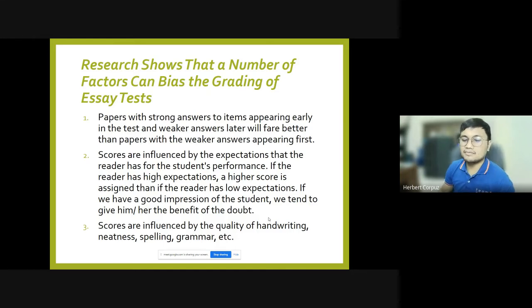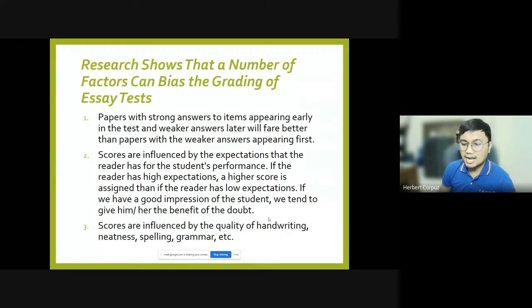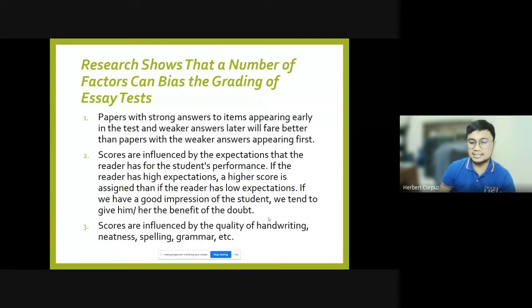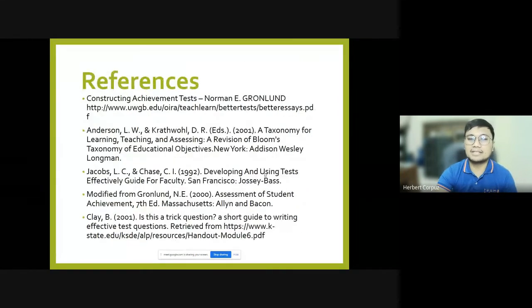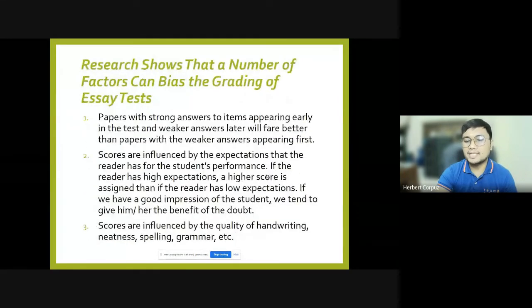Number three, scores are influenced by the quality of handwriting, neatness, spelling, and grammar. Diba? Nakaka-apekto yung handwriting, neatness, spelling, and grammar. So better na ilagay mo na lang siya sa criteria or sa rubric mo kapag titignan mo yung kanilang handwriting, neatness, spelling, and grammar. So these are the factors that may influence the subjectivity of the teacher when it comes to checking a test, an essay response. Okay? So those are about essay construction.